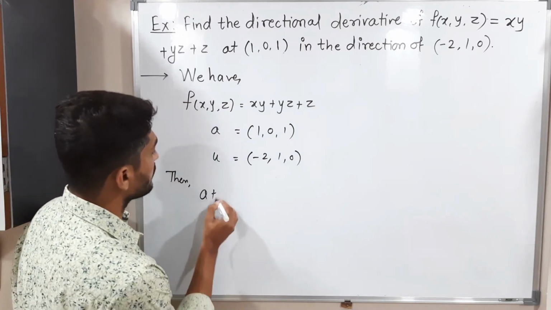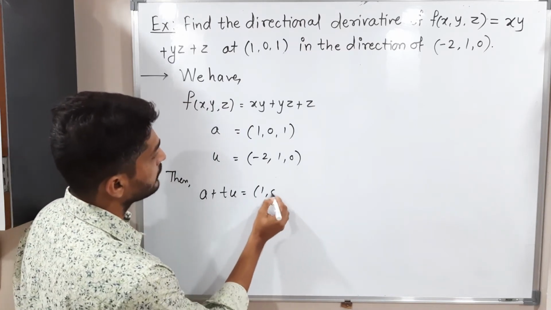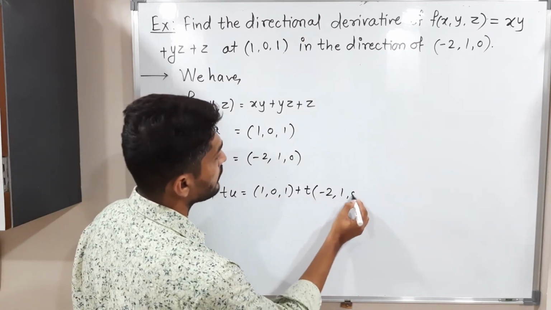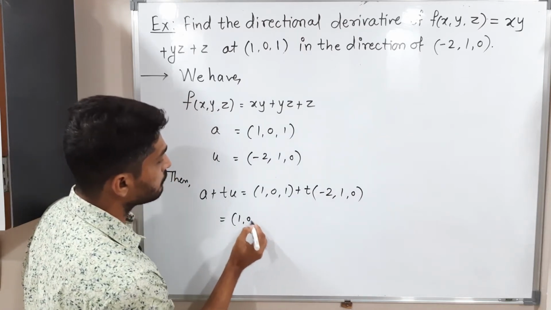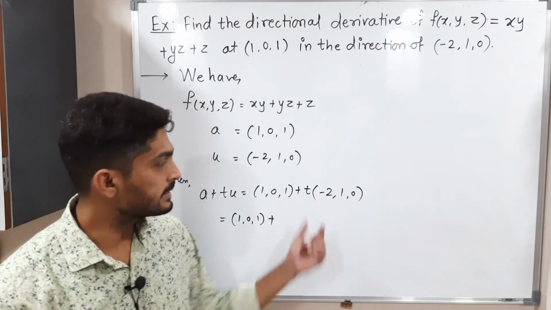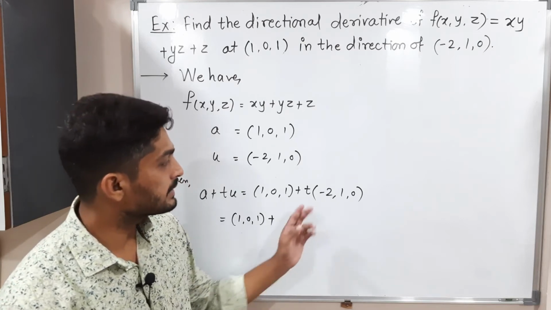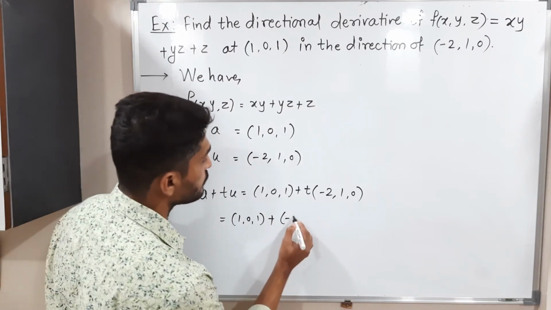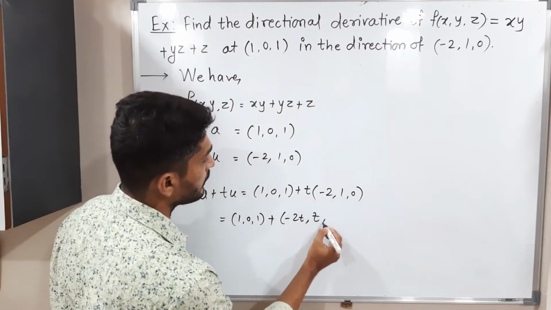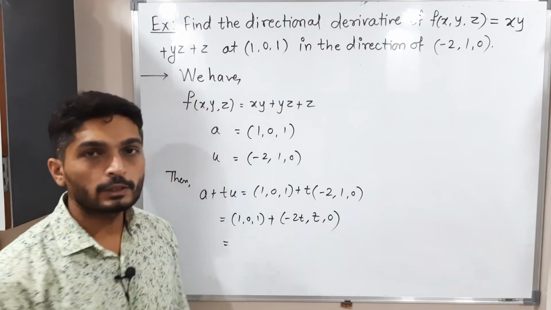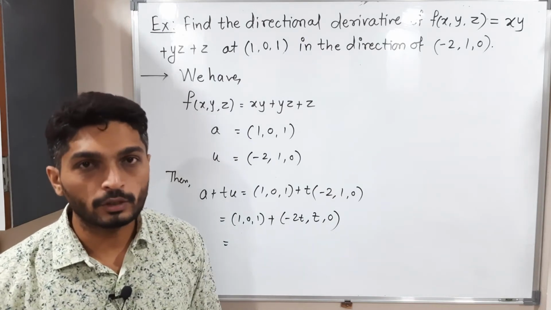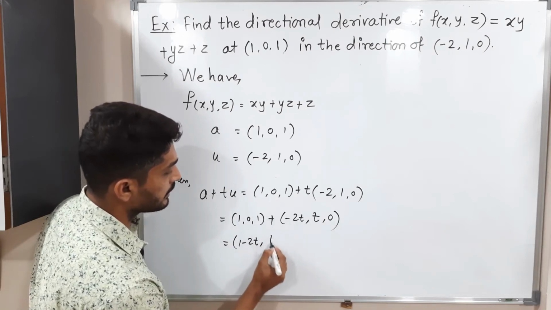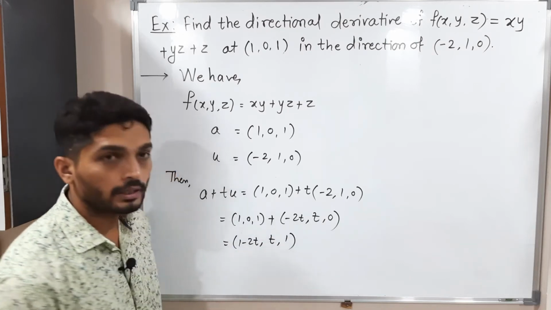So a plus tu, what is our a? 1, 0, 1 plus t times u, where u is minus 2, 1, 0. Tell me what we do first. First we do the multiplication, multiplying each component by t. So we have minus 2t, t, 0. Then we add them component-wise: 1 minus 2t, 0 plus t is t, 1 plus 0 is 1. So we got a plus tu.